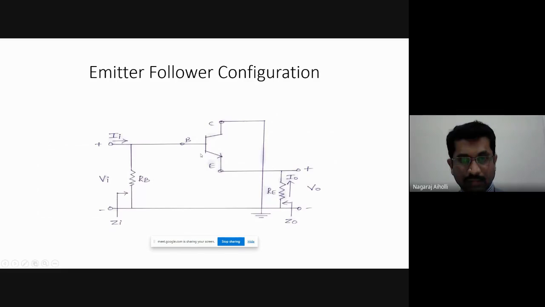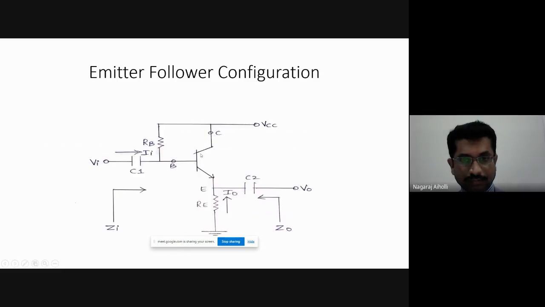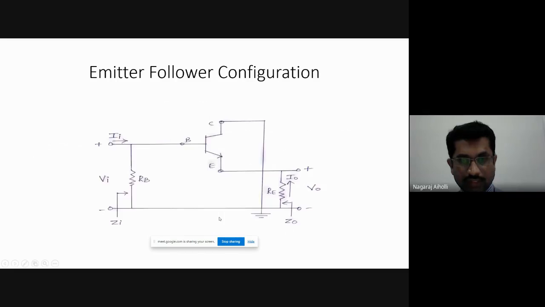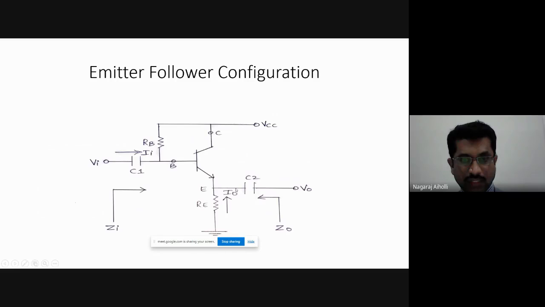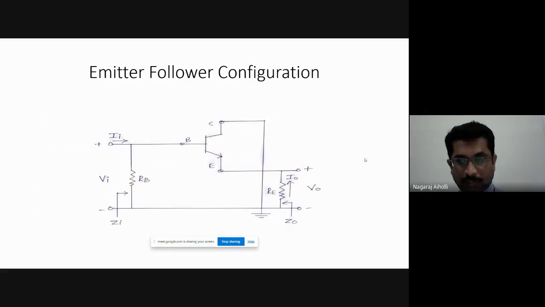Then we have the emitter terminal. At the emitter terminal, we have the resistance RE connected from the emitter terminal to ground. That is, we are drawing the same as it is. Then we are taking the output across RE. Across the emitter resistance RE, output is taken in the emitter follower configuration. That is V0 here across RE.